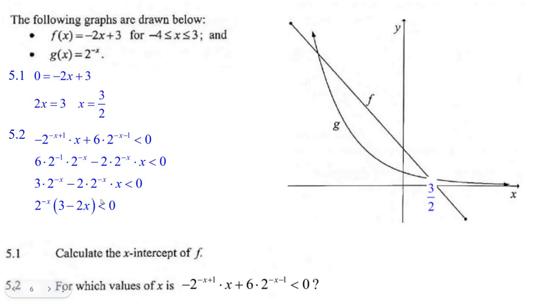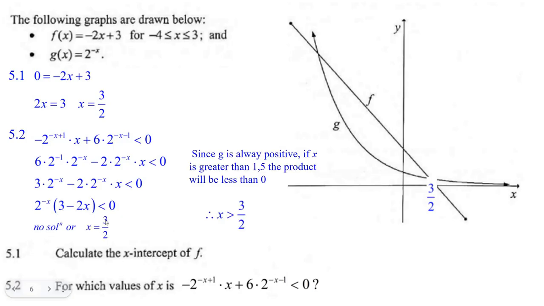Now we have 2 to the minus x. We can factor it out, and we have 2 to the minus x times (3 minus 2x) is less than 0. Well, 2 to the minus x is never less than 0, so there are no values of x that make that true. But what happens with 3 minus 2x? Well, what solves it is that 3 over 2 makes it equal to 0.